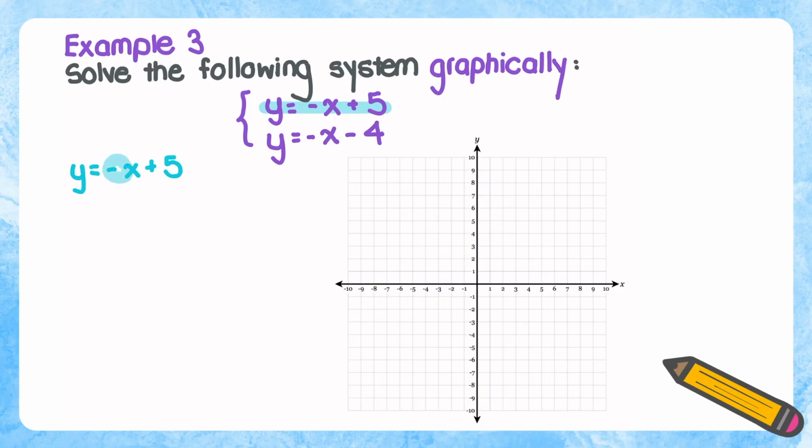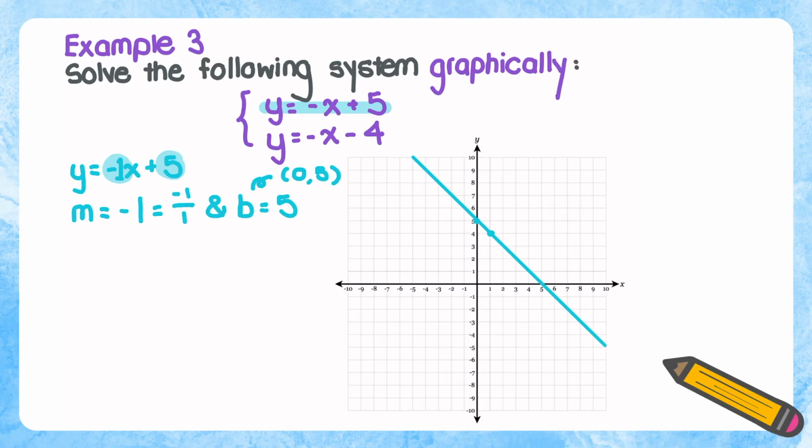And the slope is right here. Technically, it's a negative 1. The 1 was just invisible. So our slope m is negative 1 over 1. And our b value is 5. So that means our y-intercept is at (0, 5). I start at my y-intercept, move down 1, right 1, and then I'm going to connect these points. And here is my line of the first equation.